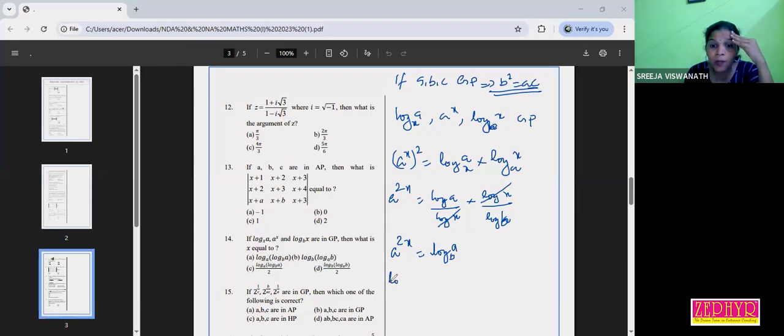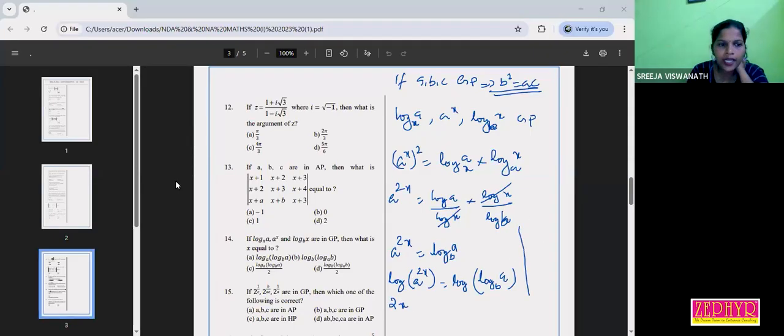So log on both sides, log of a raised to 2x is equal to log of log a to the base b. Now that is log a raised to b is what? Log a raised to b, b log a. So here 2x log a is equal to log of log a to the base b.